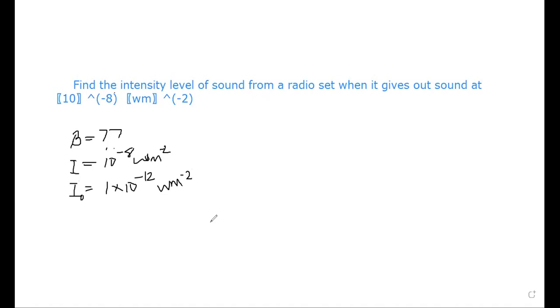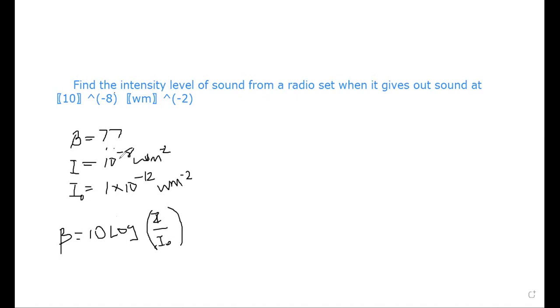Now, from equation 3, 4 or 5, which one should we use? These ones are in terms of intensity, so we are going to use equation 3 because that one appears in terms of intensity. So the intensity level of sound, beta, equals 10 log I over I0.